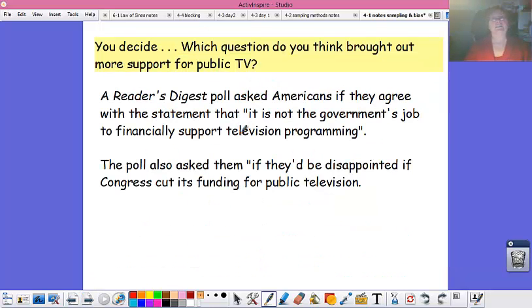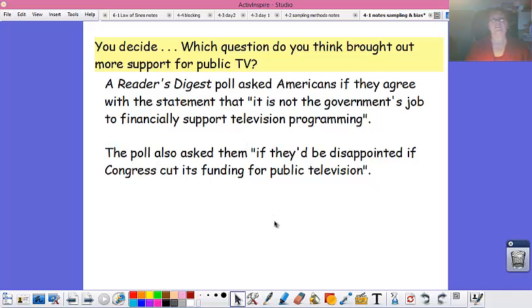You decide which question it says do you think brought out more support for public TV. A Reader's Digest poll asked Americans if they agree with the statement that it is not the government's job to financially support television programming. Or the poll also asked them if they'd be disappointed if Congress cut its funding for public TV. Which one do you think brought more support for public TV? I'm thinking the second. Okay, there's that word disappointed. Would you be disappointed? See, that's an emotional word. Would you be disappointed if Congress cut its funding?